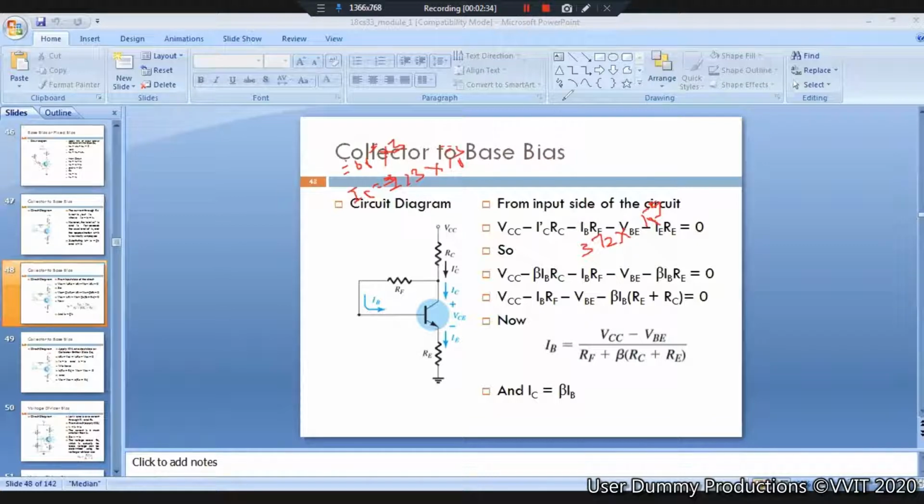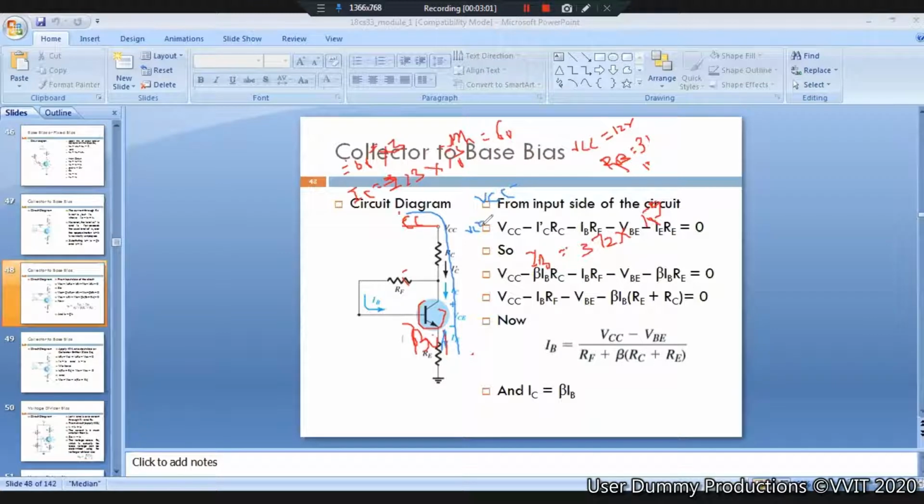How to apply this? Applying KVL for the output terminal. You have to apply like this. This is the output. How to apply? VCC minus IC into RC minus VCE minus IE into RE. Take VCE outside. What is the equation you'll get?